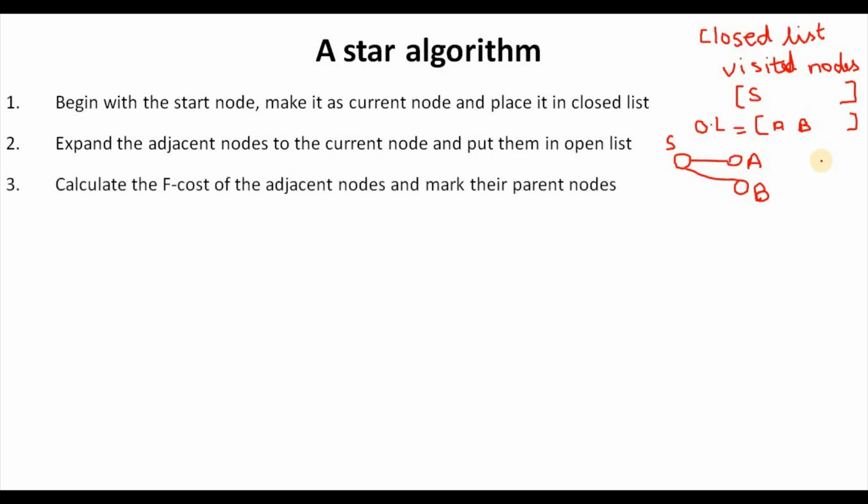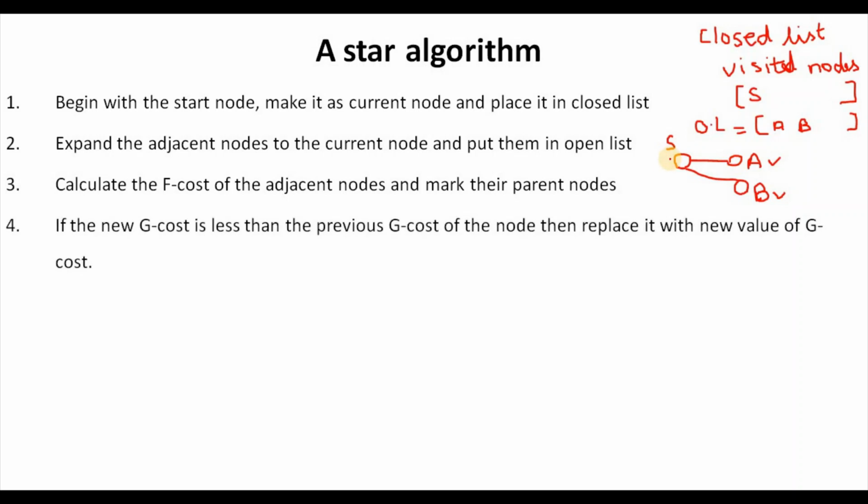After that, we calculate the F cost of the adjacent nodes and mark their parent nodes. As we have seen in the previous slide, we calculate the F cost by adding the G cost and the H cost, for node A and then node B. Then we mark the parent node of B, which is S, and the parent node of A, which is S also.